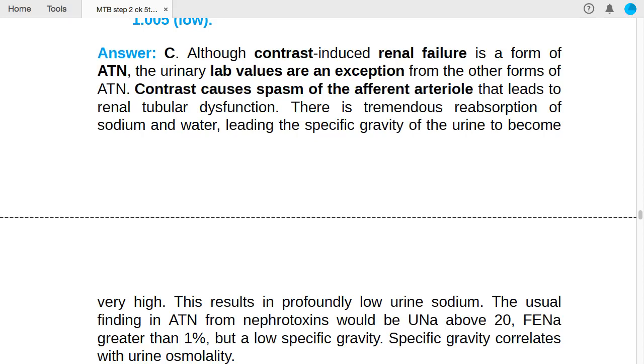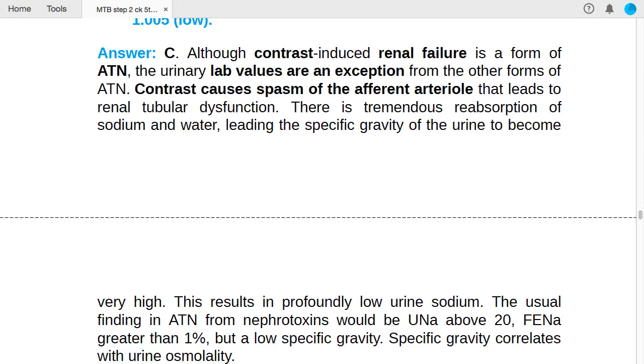The usual finding in ATN from nephrotoxin would be urine sodium above 20 and fractional sodium greater than 1%, but a lower specific gravity, and specific gravity correlates with urine osmolality. The osmolality is high if there is concentrated urine, but osmolality is low if it is diluted urine. And here we are going to see very concentrated urine. Why? Because more and more sodium and water is reabsorbed, and less sodium we are going to see in urine.